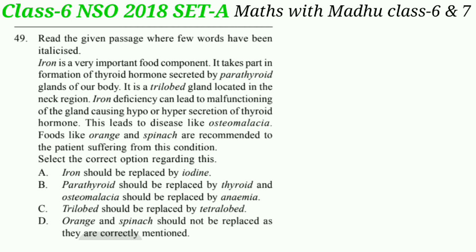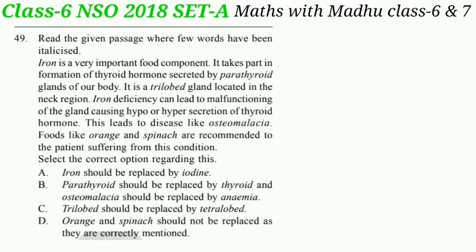Question 49. Read the given passage where few words have been italicized. Select the correct option regarding this. Read the passage carefully. Iodine is a very important food component. It takes part in formation of thyroid hormone secreted by thyroid glands of our body. It is a trilobed gland located in the neck region. But the correct answer will be it is a bilobed gland located in the neck region.